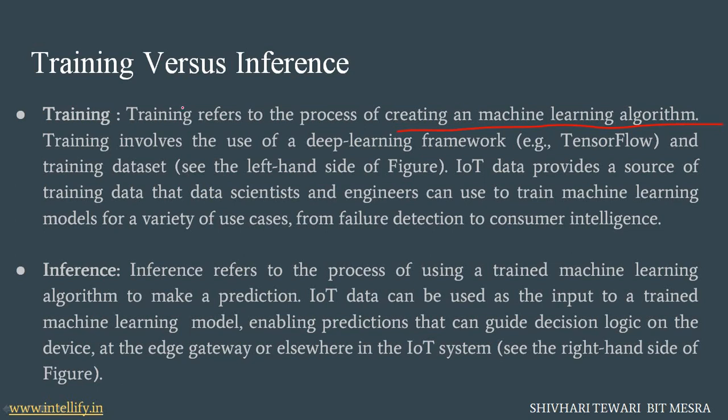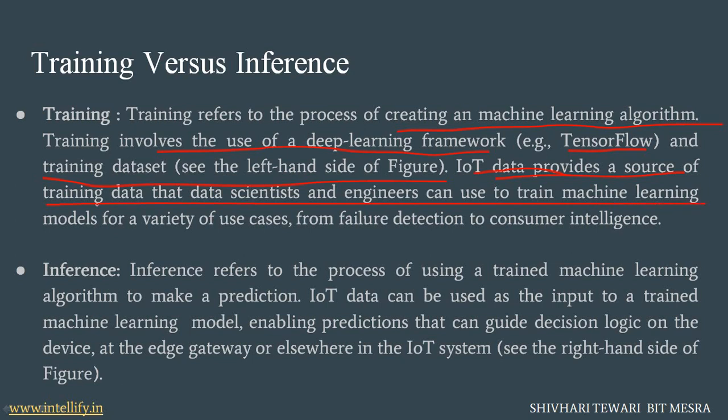So training refers to the process of creating a machine learning algorithm. It involves the use of a deep learning framework, an example of which is TensorFlow, and a training data set. IoT data provides a source of training data that data scientists and engineers can use to train machine learning models for a variety of use cases.